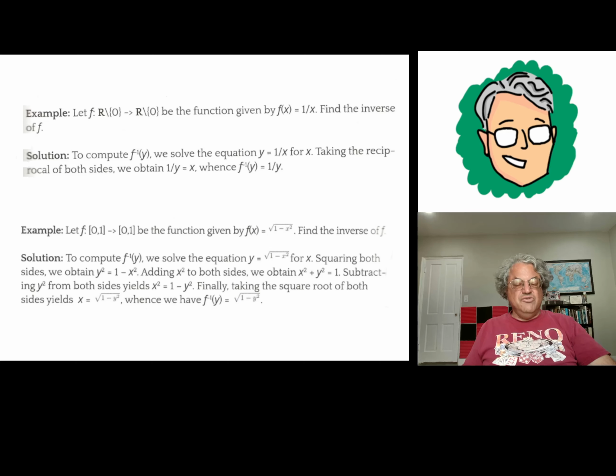So f inverse of y is the square root of 1 minus y squared. Well, that's just the same function we started with. So again, this example is also an example where the function is equal to its own inverse. And by the way, for functions that are equal to their own inverse, if you apply them twice, you get back the original. You just get x.